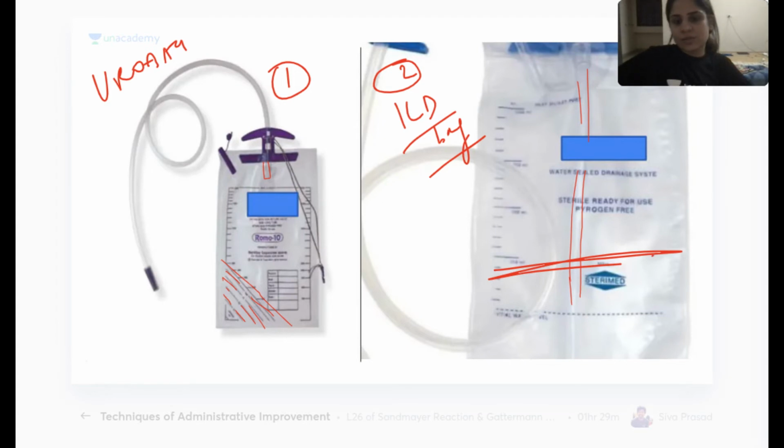It doesn't have those oblique markings that were there in the euro bag. So this is the trick question that they ask in the exam. They try to confuse between these two different kinds of bags. So you will not make a mistake now. For the euro bag, just see the tip is ending over here. If you are not able to see the tip, just see these oblique markings and you will be able to identify it for your exam.